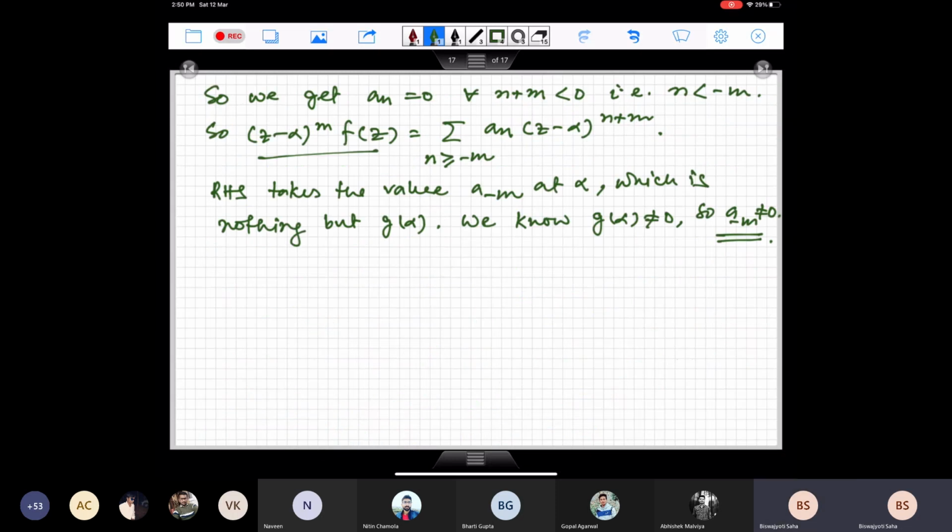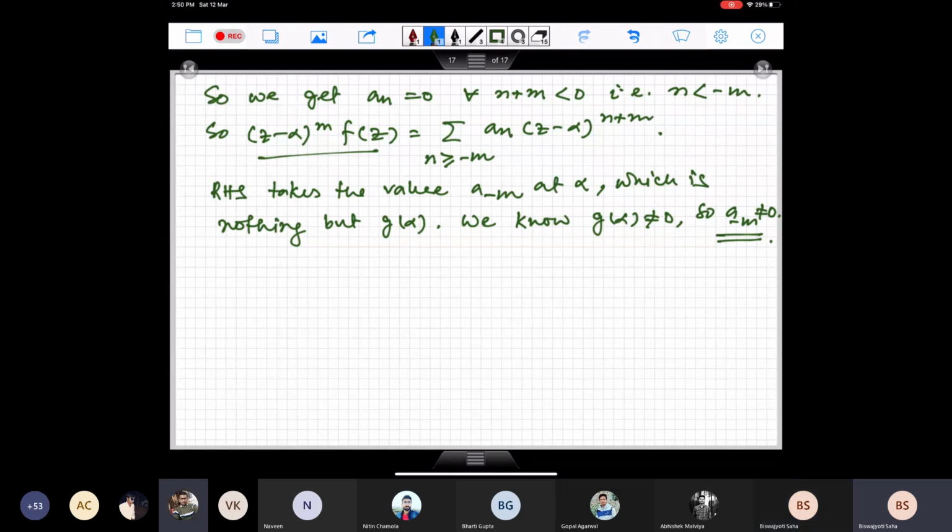Okay, so this is how the Laurent expansion around the pole looks. It only has finitely many terms in the principal part. Whatever is the order of the pole, that coefficient is going to survive. That coefficient is not going to die. It's going to stay there. Okay, so that's fine.